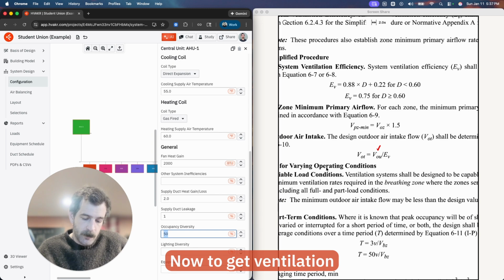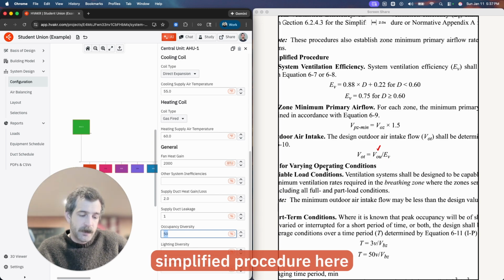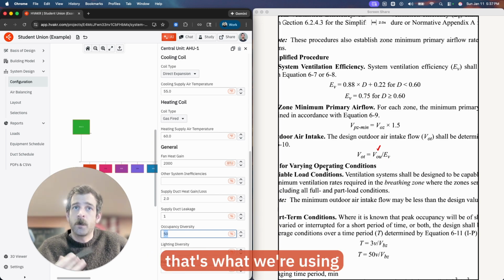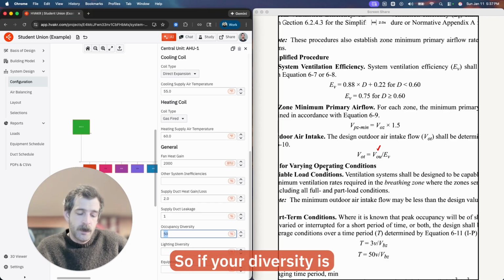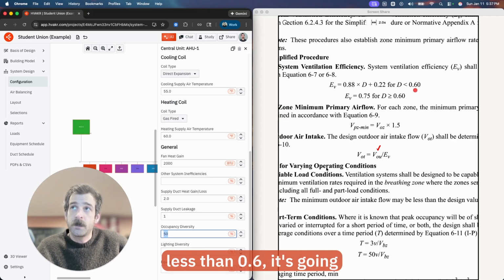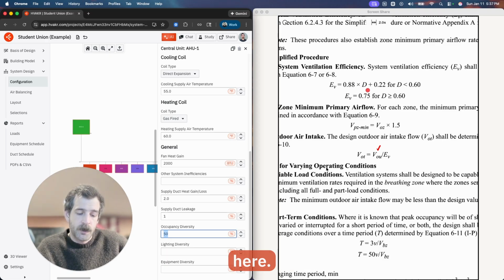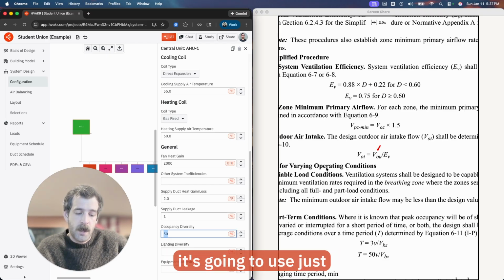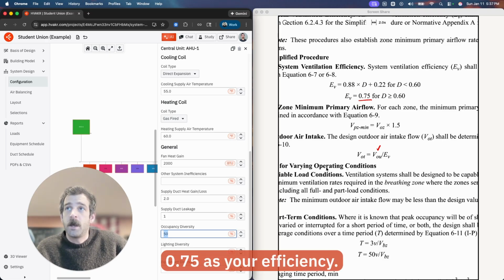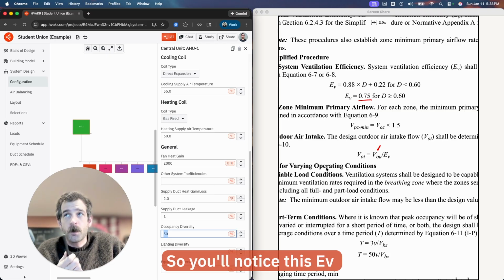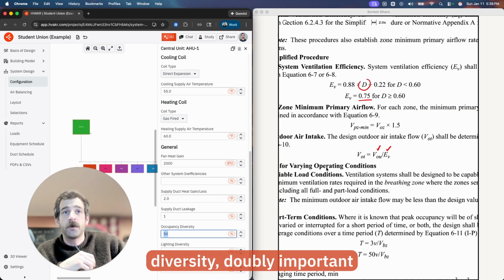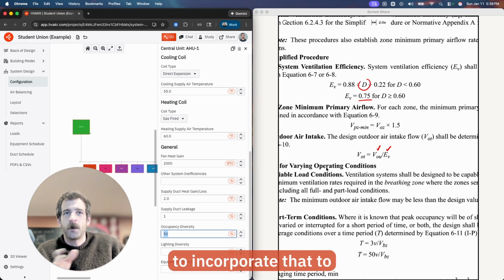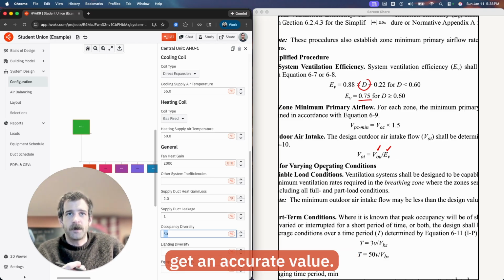Now, to get ventilation efficiency, there's a simplified procedure here in ASHRAE. That's what we're using in HVAKR. And it's also a function of diversity. So if your diversity is less than 0.6, it's going to utilize this equation here. And if your diversity is greater than that, it's going to use just 0.75 as your efficiency. So you'll notice this EV, also a function of diversity, doubly important to incorporate that to get an accurate value.